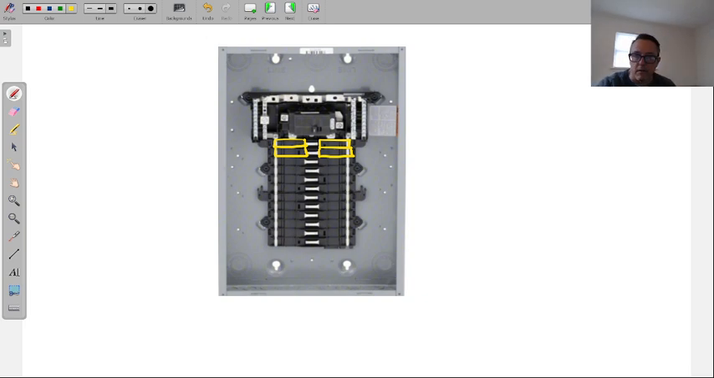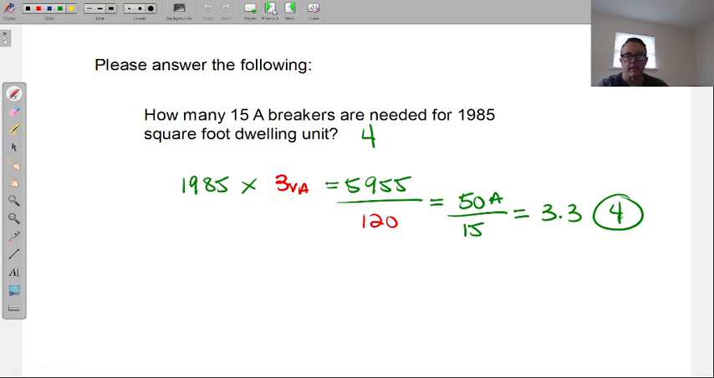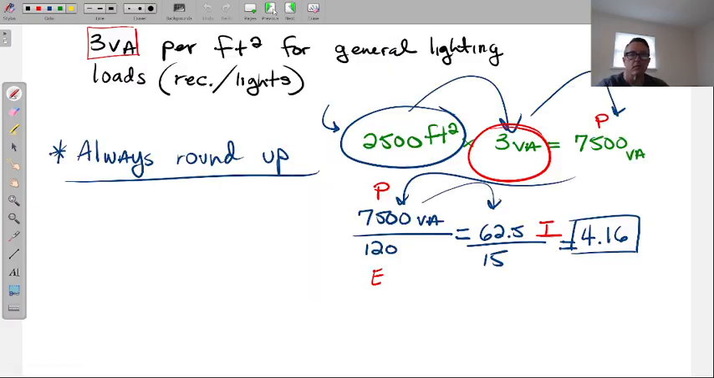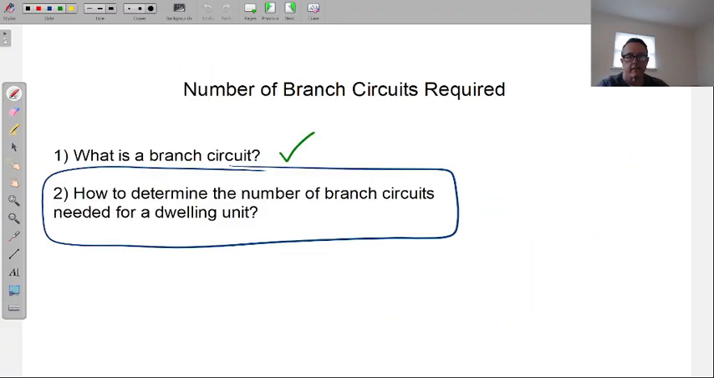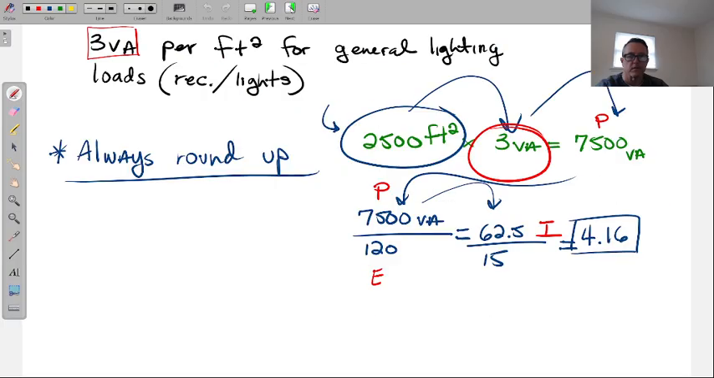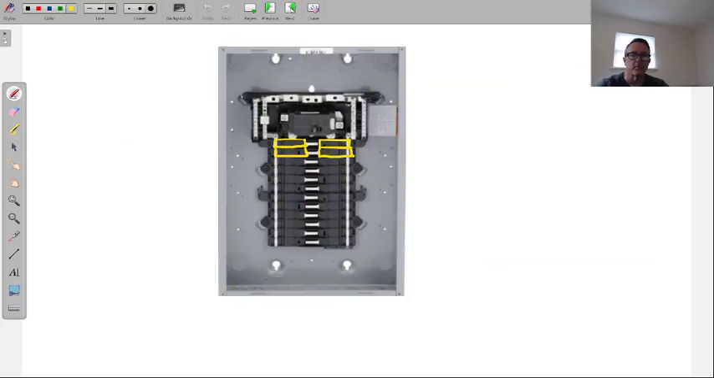Like I said, this is our first calculation in the overall, going back to the beginning here, how to determine the number of branch circuits needed for a dwelling unit. So far, all we've determined is the number of general purpose outlets and lights: the overhead lights in the bedrooms and the outlets scattered around the house that you can plug your random stuff into. And those were the unknowns. From here, we're going to get into all the knowns, everything that we know that has to be in the house.